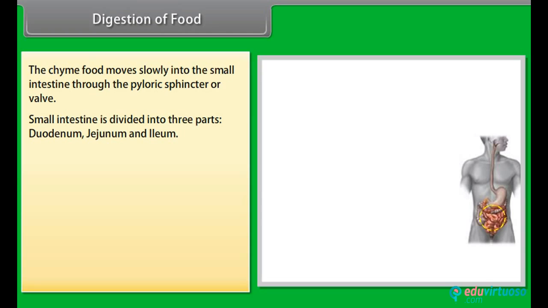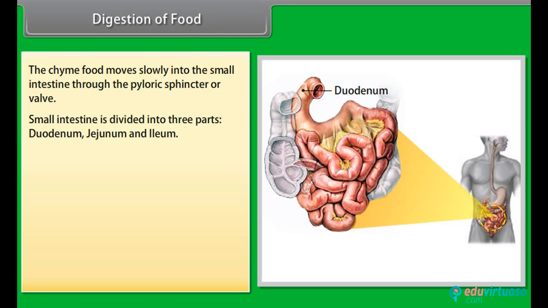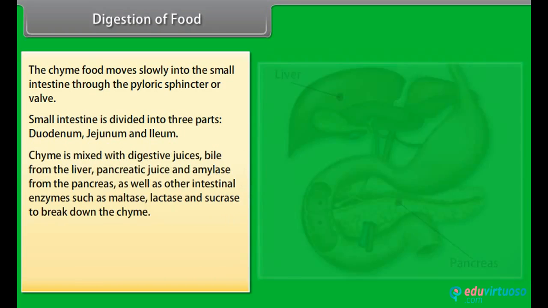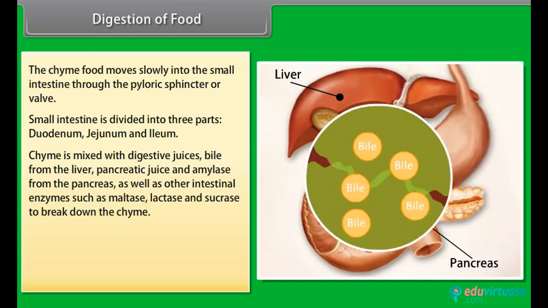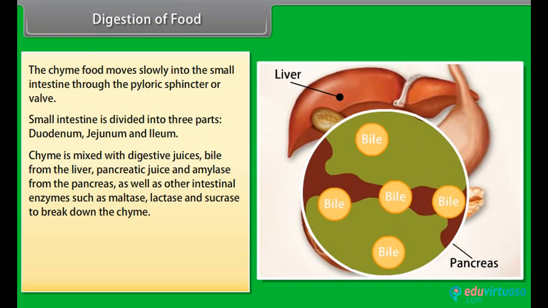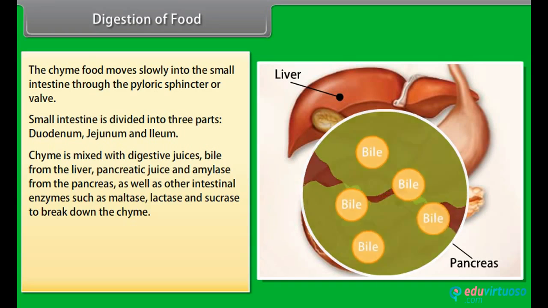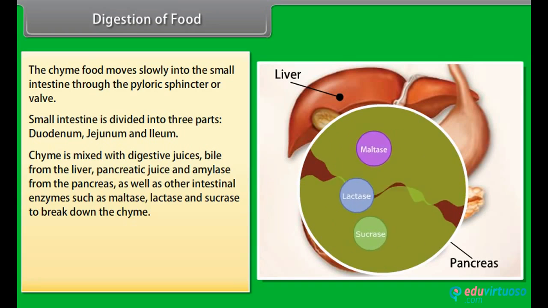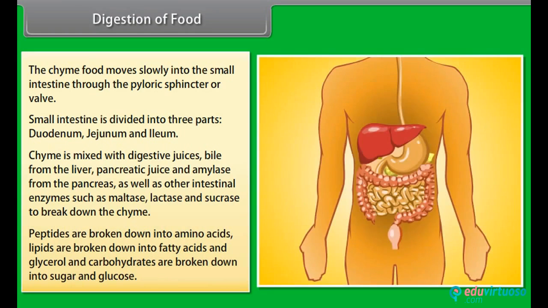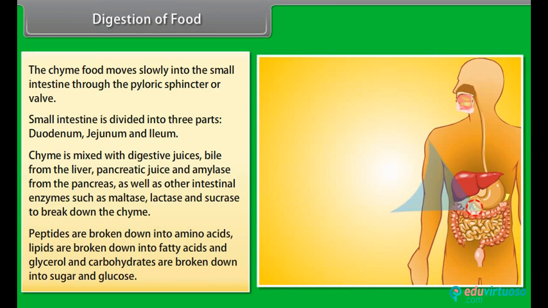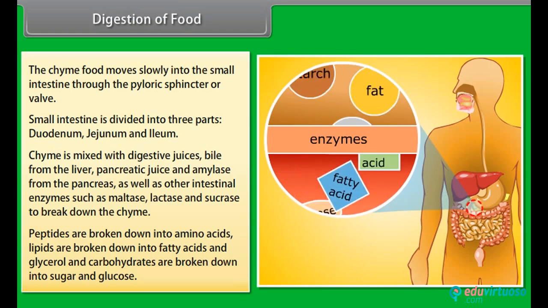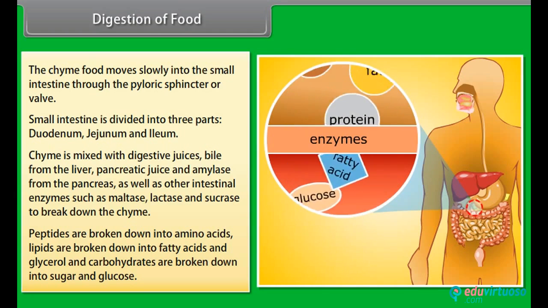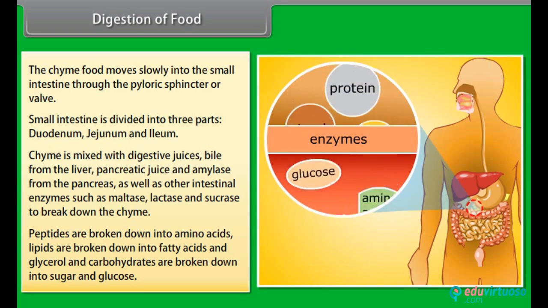Small intestine is divided into three parts: duodenum, jejunum and ileum. Chyme is mixed with digestive juices, bile from the liver, pancreatic juice and amylase from the pancreas, as well as other intestinal enzymes such as maltase, lactase and sucrase to break down the chyme. Peptides are broken down into amino acids, lipids are broken down into fatty acids and glycerol, and carbohydrates are broken down into sugar and glucose.